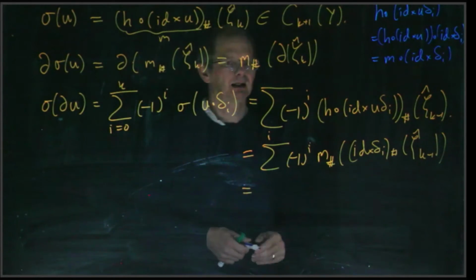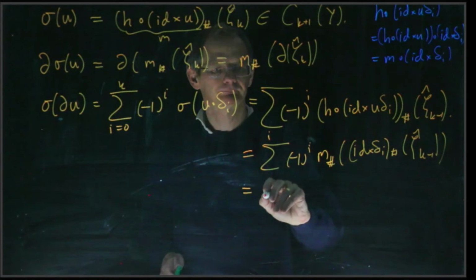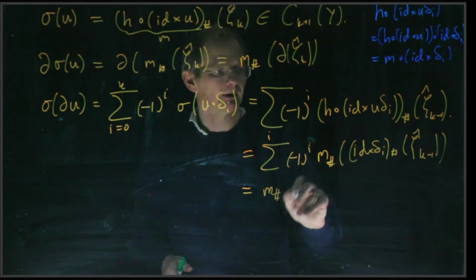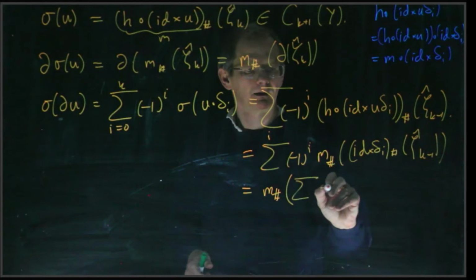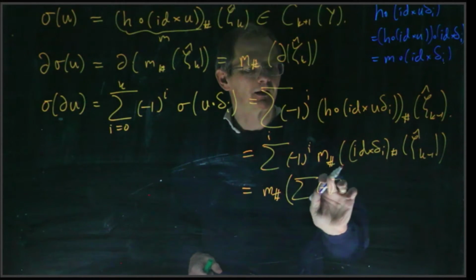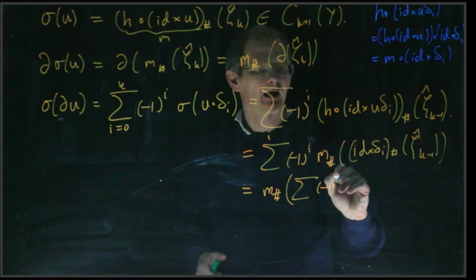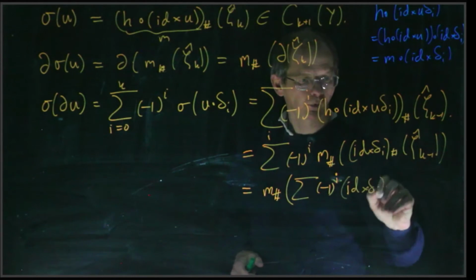Okay, and if we want, we can take out the M hash term. M hash is a homomorphism, so I can bring it out of the sum, so you get (−1)^i, identity cross δ_i.